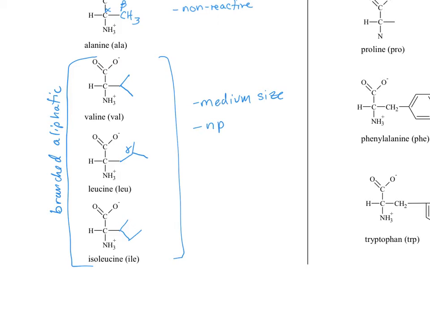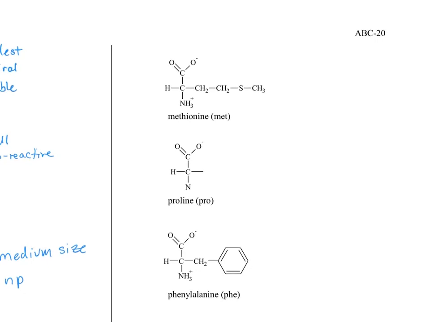Notice that leucine and isoleucine are isomers of each other. That's where the name comes from. And that is worth a note there because they're so similar in size. Moving on, we're going to go to the next side of the page here.